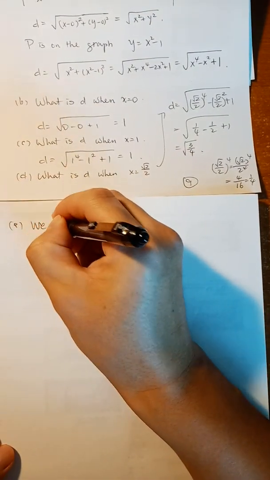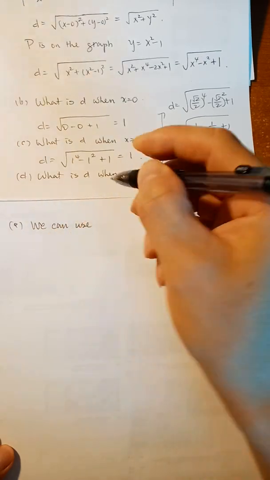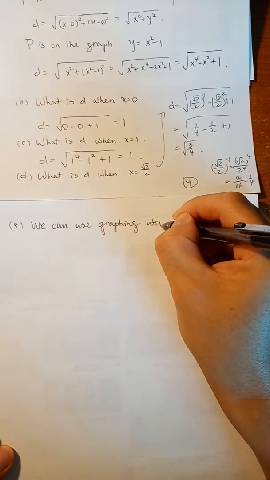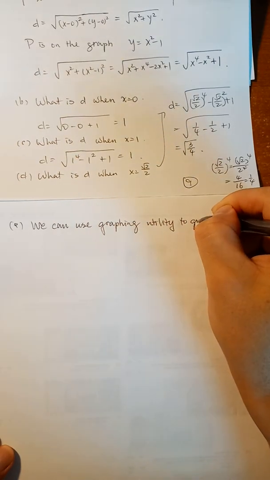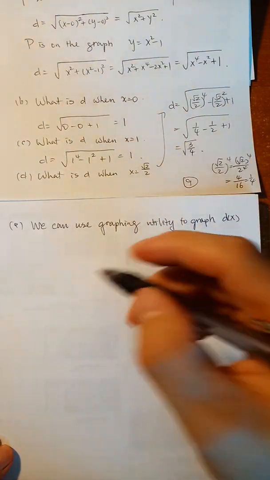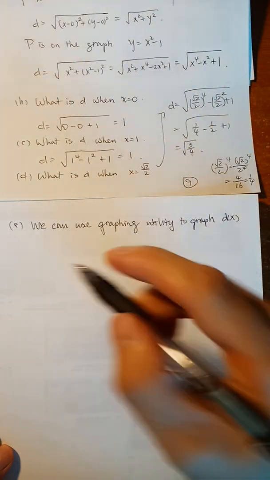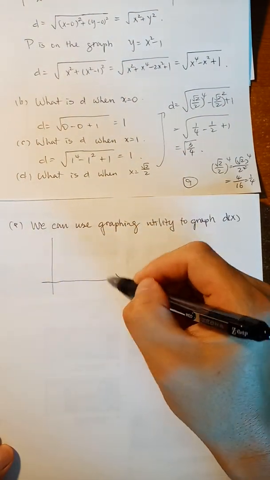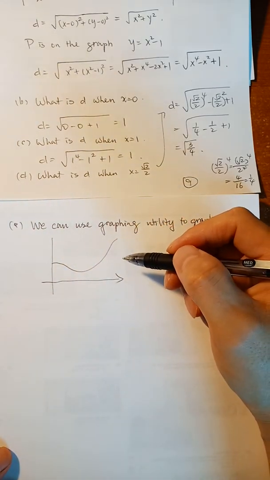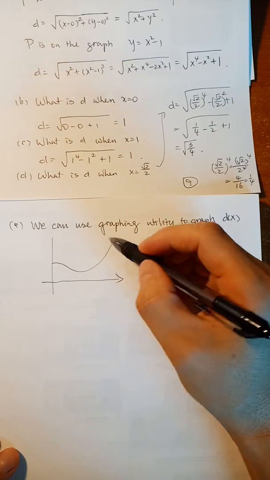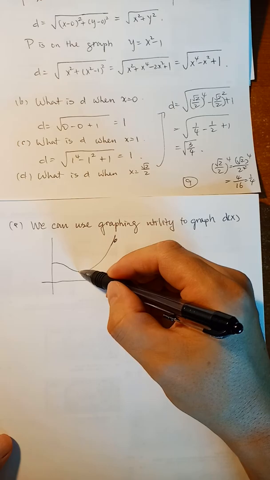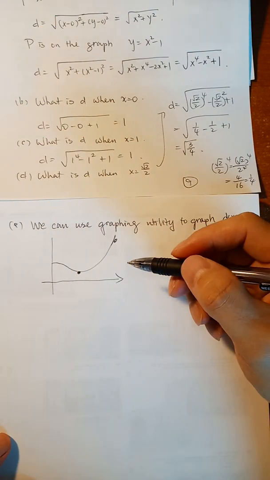CTE. We can use it, of course you cannot use it during the exam. To graph this d of x, the distance function. So let me see. If you graph it, it's possibly like this. So this function has this way, not that way. This function has a minimum value at a certain point.